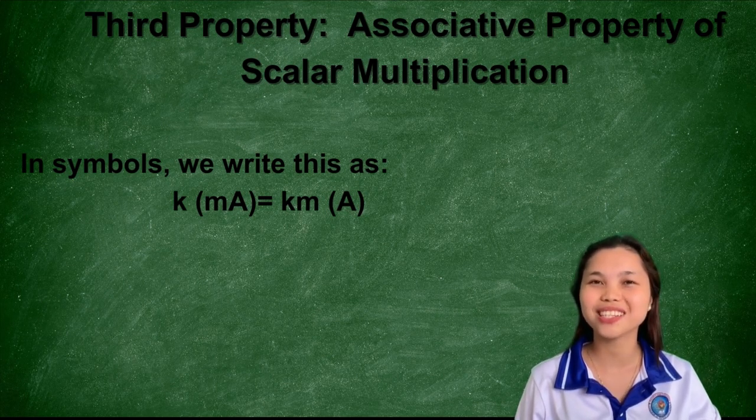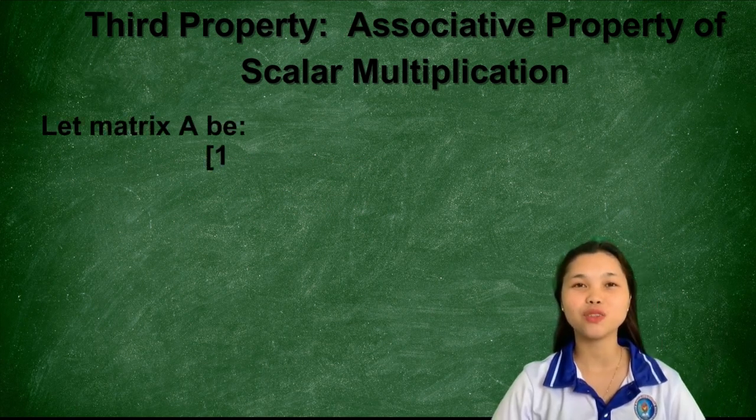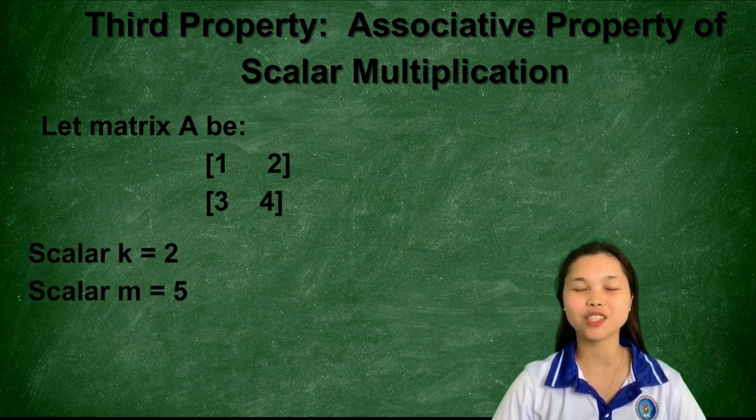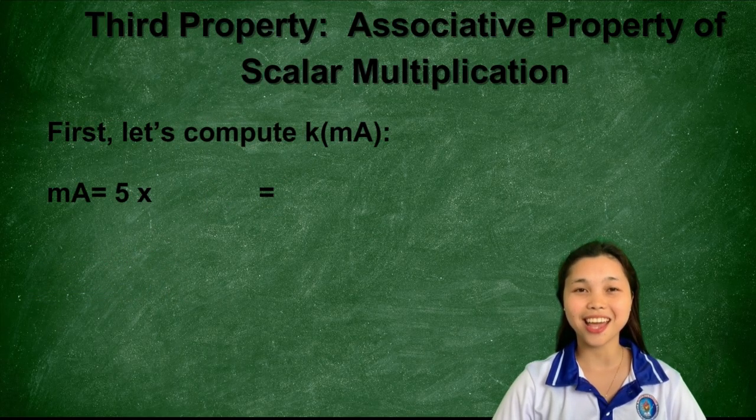Let's try this for example. Let matrix A be equal to 1 and 2 in the first row and 3 and 4 in the second row. And scalar k is equal to 2 and scalar m is equal to 5. First, let's compute k times the quantity of m times A. Start with m times A.